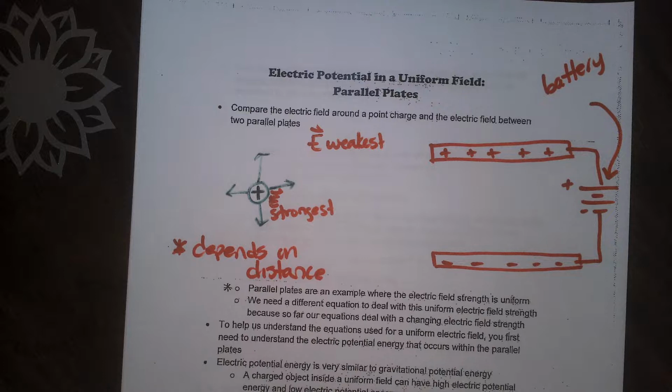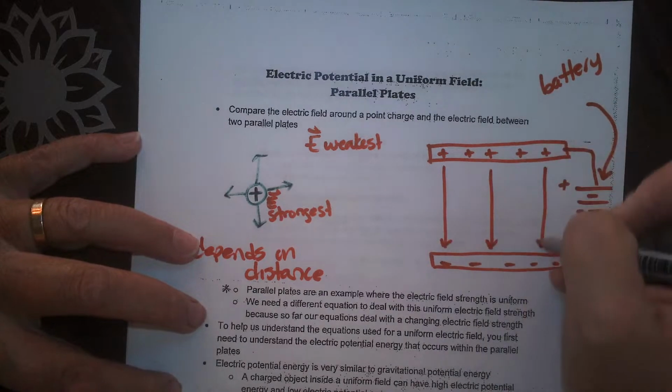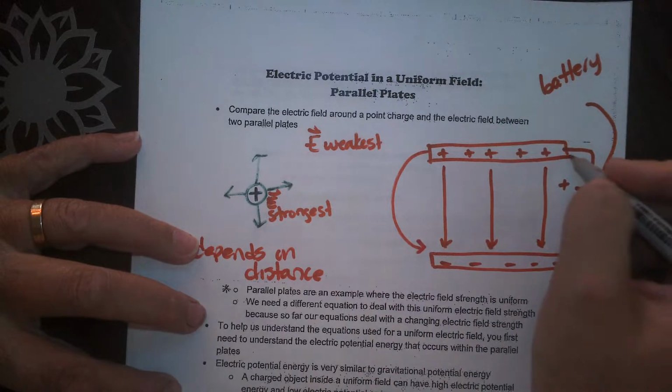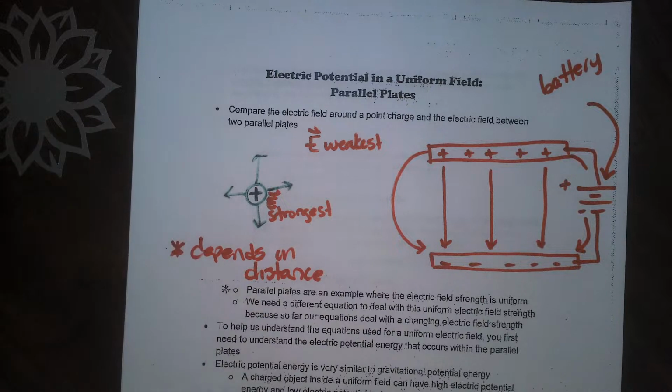Now, electric field strengths flow how from positive? Away, and they flow how with a negative? Towards. And we get a little bit of bowing out on this side, and a little bit of bowing out on this side. Okay? The thing with plates though, is the plates are fixed. There is a specific distance.